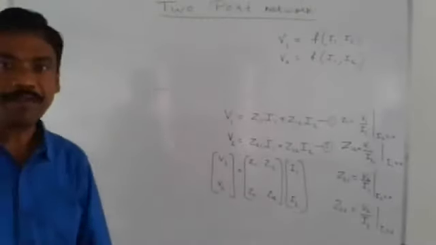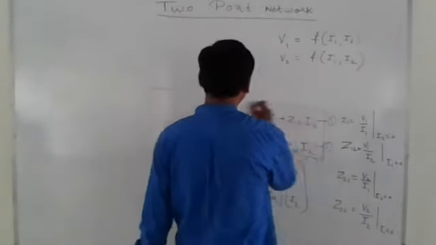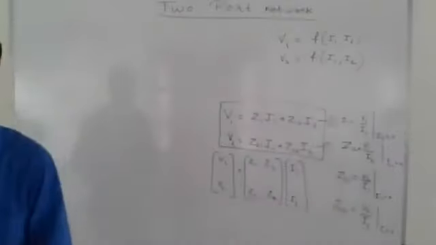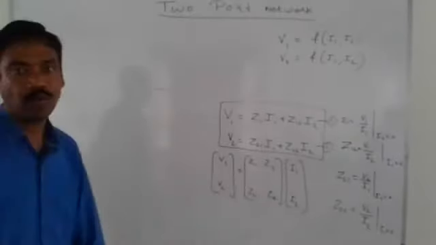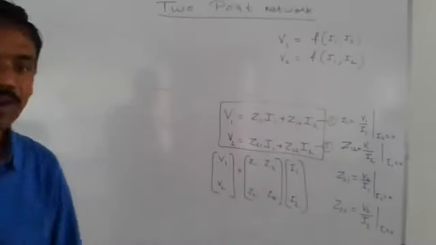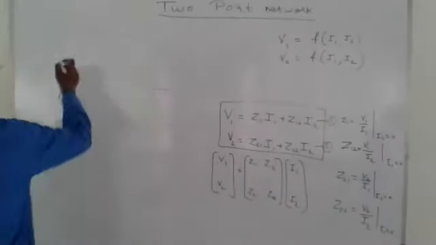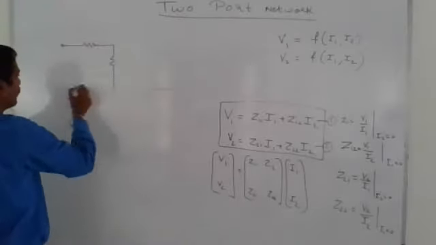So our standard equation is this. V1 is equal to Z11 I1 plus Z12 I2, and V2 is equal to Z21 I1 plus Z22 I2. This is the method to find the Z matrix. Just try to solve a simple numerical, a simple circuit numerical.